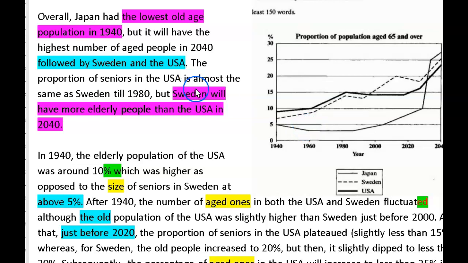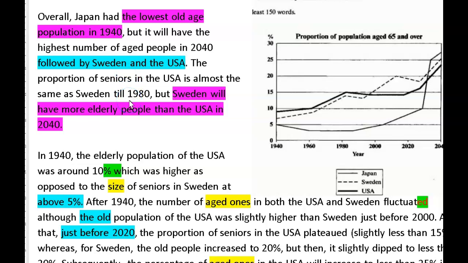Your overview should not have stuff like Japan had the lowest old age population in 1940. First of all, that's not accurate. We don't know that. It didn't have the lowest. It had the lowest percentage of old people. I called it old people. Of 65 and plus, of seniors. The lowest percentage, not the lowest number.